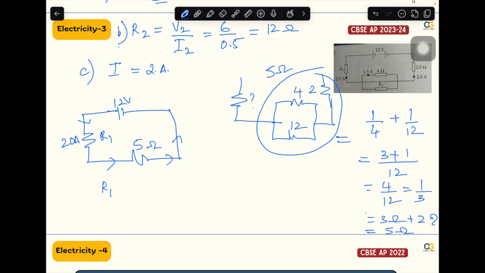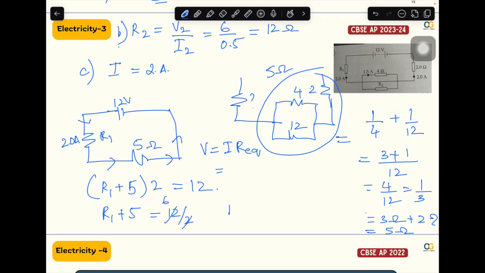So I will write R1 plus 5 into 2. So I'm basically saying that V is equal to IR. I'm saying R equivalent will come here is equal to 12 volt. So I'm just saying R1 plus 5 is equal to 12 by 2, which is 6. So R is equal to 6 minus 5, which is equal to 1 ohm. So that is how you find R1 value, which is equal to 1 ohm.